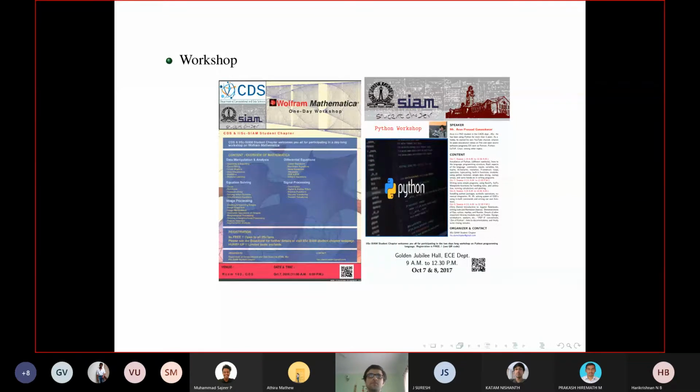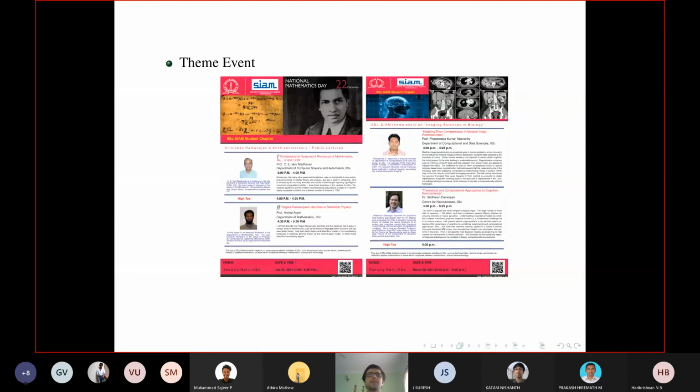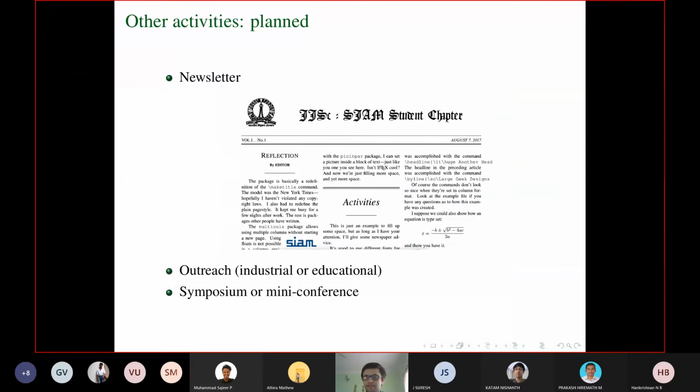One of the most attractive events were these theme events, which have been organized mostly during National Mathematics Day on December 22nd. There have been multiple theme events organized this way. We also plan to have a newsletter in the future, and we are in the process of building a format which will stay. We also plan to have some outreach events, to start with for colleges within Bangalore, and some symposiums or mini conferences.